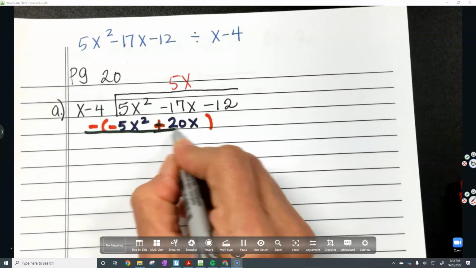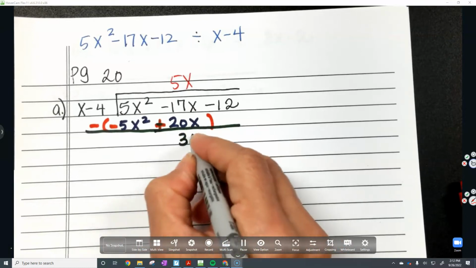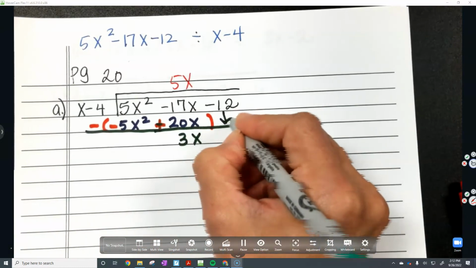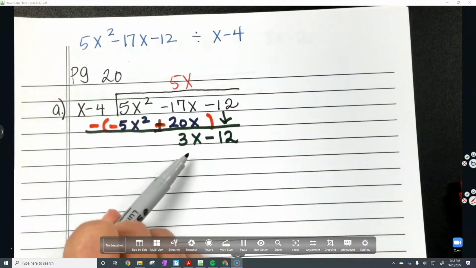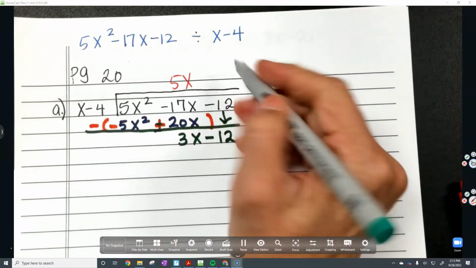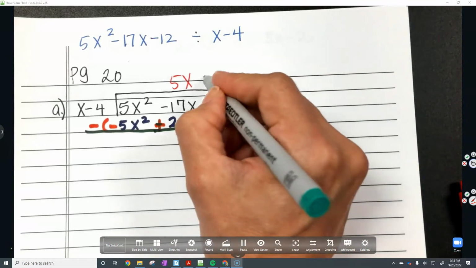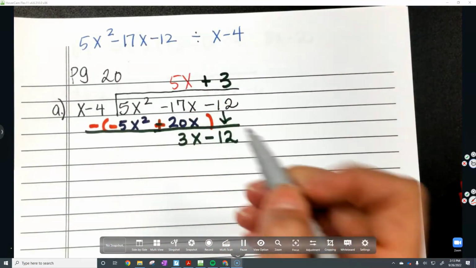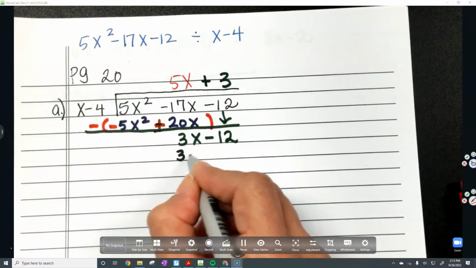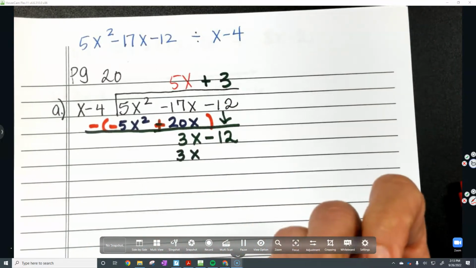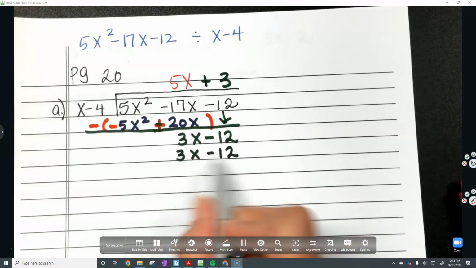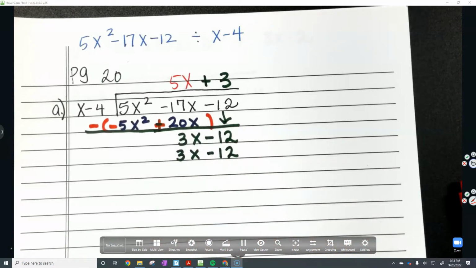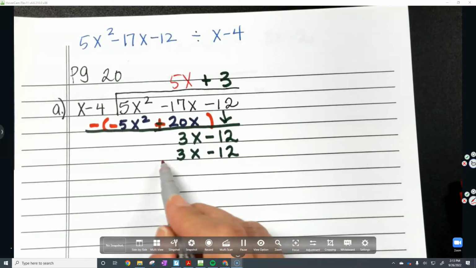Do y'all remember what to do next? Bring down. Good job. Let's bring down this negative 12. Y'all, how does an x turn into 3x? Yes, a positive 3. So write plus 3 at the top. So this is going to be 3x. And then, y'all, what's 3 times the negative 4? Negative 12. Y'all, what happens when I subtract these? They cancel out, and that gives me what kind of remainder?